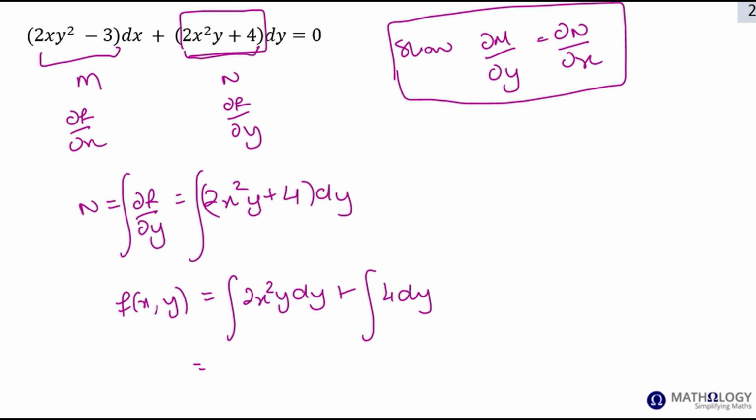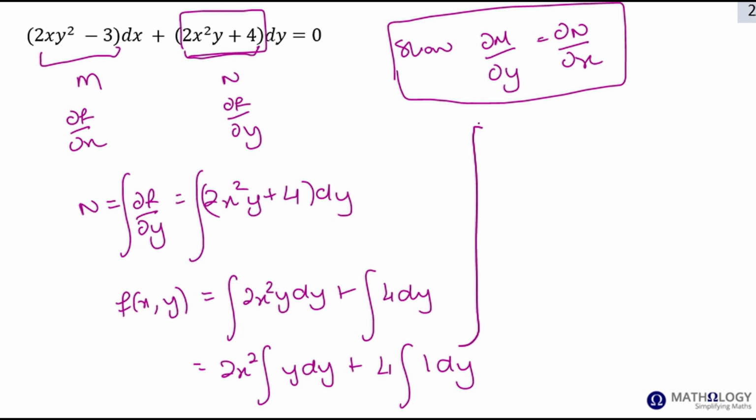Choose a constant, and with respect to y, x squared is also constant, so we'll take 2x squared out, and we have the integral of y dy, plus, and 4 is a constant, so we'll take that out, the integral of 1 dy. That'll give us 2x squared times the integral of y with respect to y, which is a half y squared, plus 4 times the integral of 1 with respect to y, which is just going to be y.